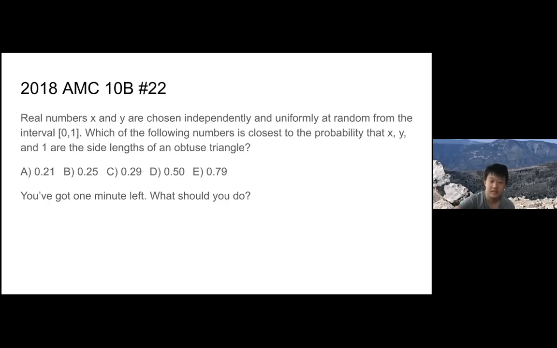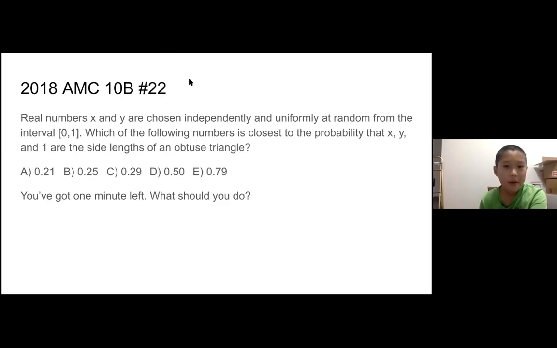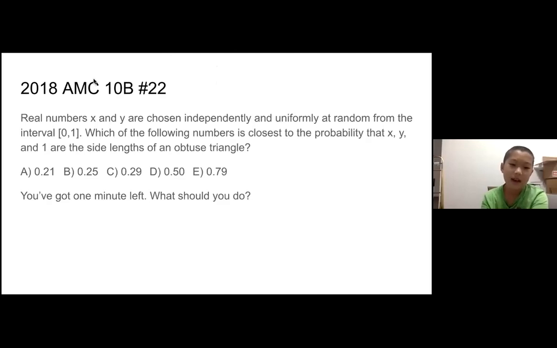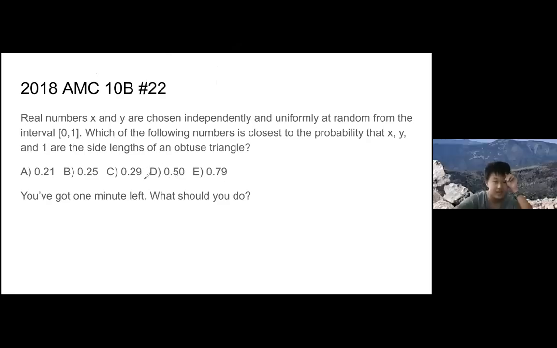Well, let's... Sorry. Caden? Yeah. Okay. What do you want to say? I think maybe guess, because it's one of the last 5 problems. Okay, but like I said, you probably shouldn't guess unless you can eliminate some of the answer choices. Can you eliminate any of them?